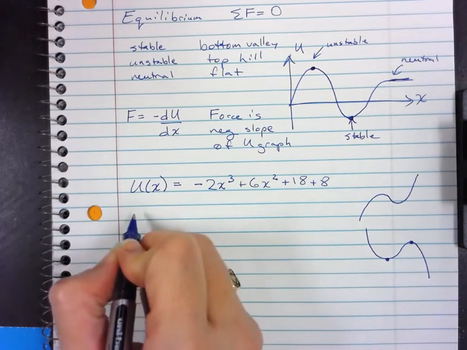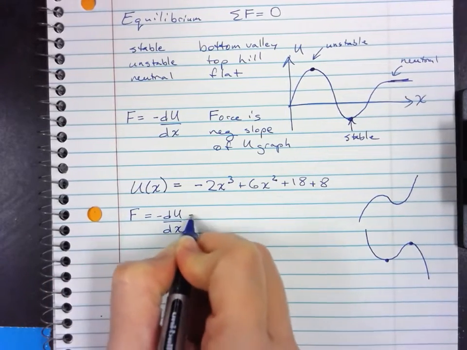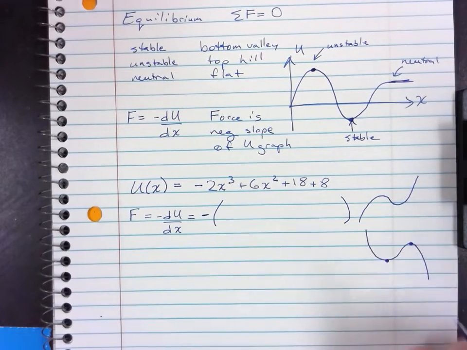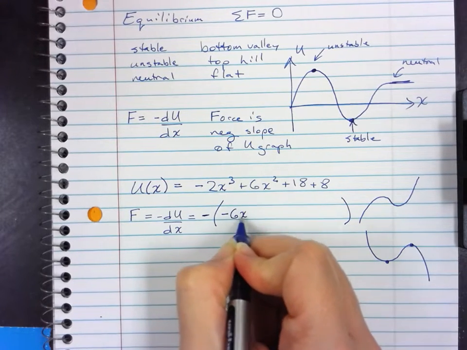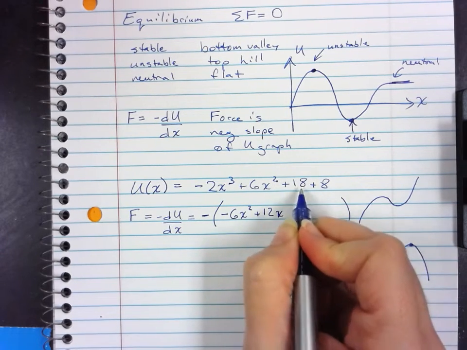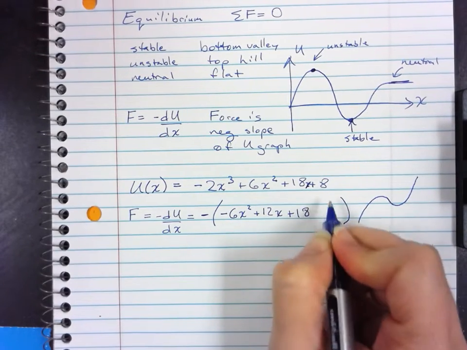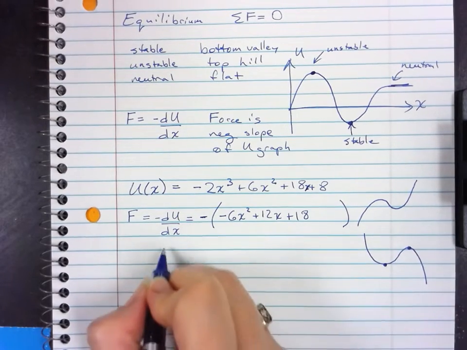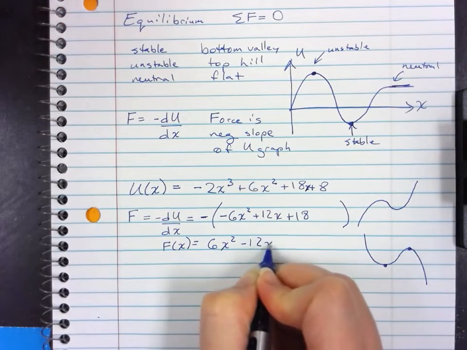So the first thing we're going to do is figure out what the force function is. The force function is the negative derivative. When I do this, I like to keep that negative sign on the outside and then just do the regular derivative of this whole thing. The derivative of negative 2x cubed is negative 6x squared. The derivative of 6x squared is positive 12x. The derivative of 18x is 18, and the derivative of 8 is 0. So I'm done there. And then I want to distribute this negative sign. So my force function is positive 6x squared minus 12x minus 18.